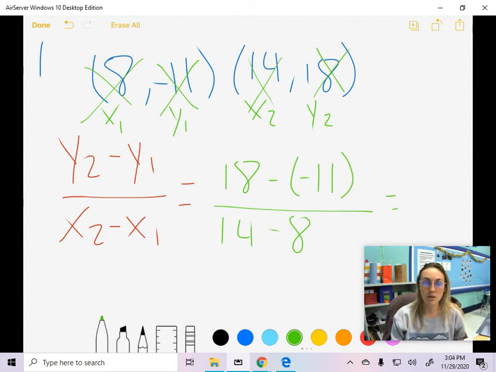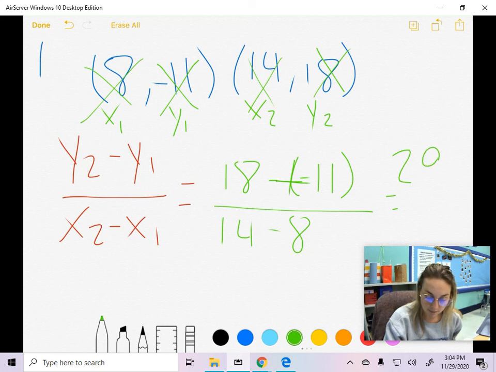And once you have this, you just have to subtract across. So 18 minus negative 11 will be the same. When you have two negatives, it will turn into a positive. So if you have 18 minus negative 11, this will turn into 18 plus 11. And 18 plus 11 is going to be 29.